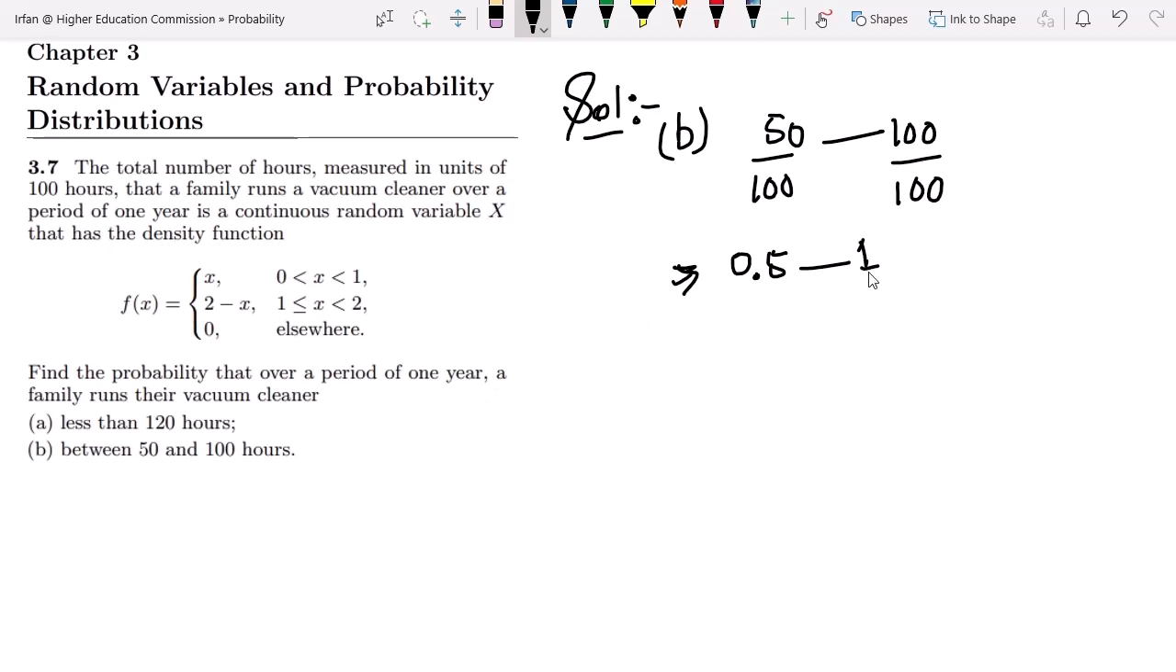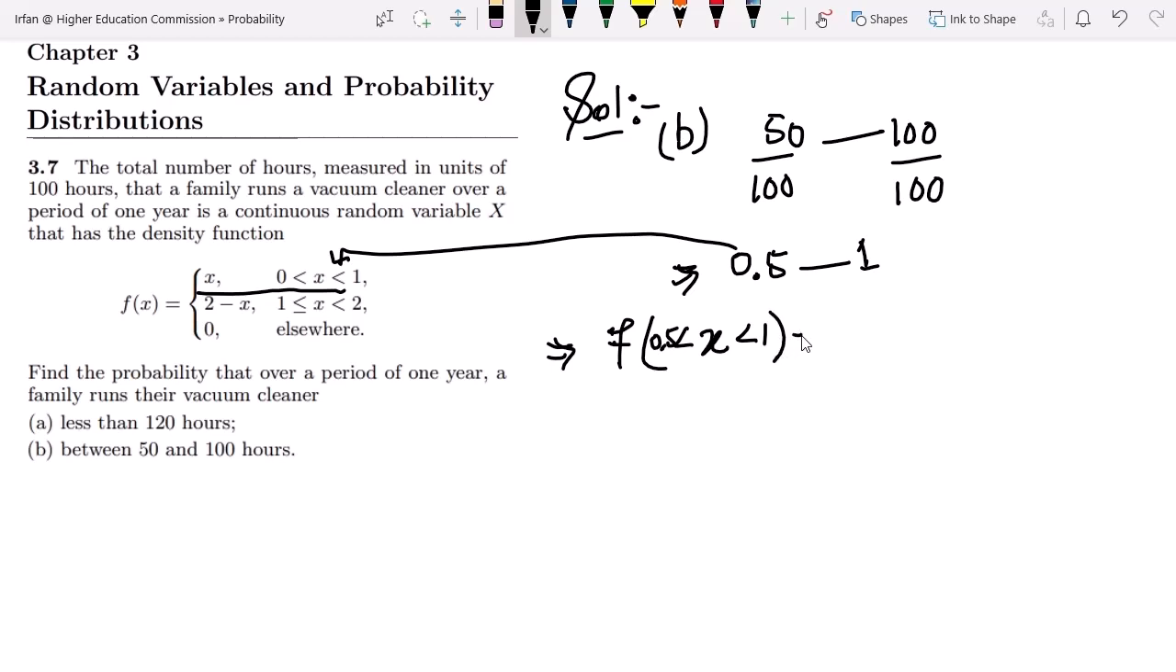Now we can see that this range lies in the area where the density is only x. So in order to find it, I have to integrate x such that it ranges between 0.5 and 1. The integration will be from 0.5 to 1 of x dx. Integrating it, I will get x square divided by 2, in the range of 0.5 to 1.